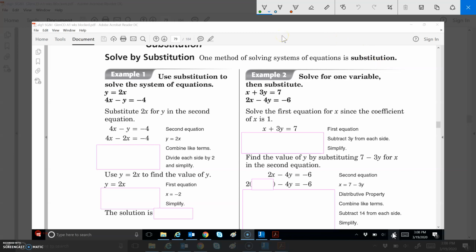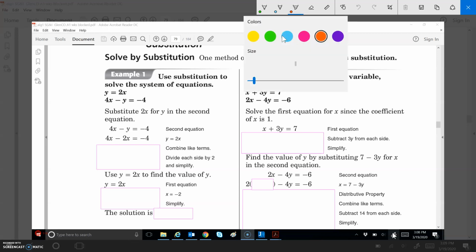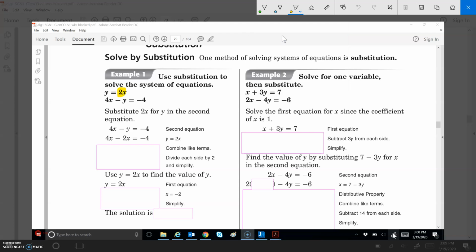Alright, so use substitution. Okay, so here we have a variable solved for, and that's what we want first of all. So we have y equals 2x. So we're going to plug that 2x in and replace it with the y, because y equals this. Okay, so substitute 2x for y in the second equation. So 4x minus y. Instead of y, we're going to replace that with 2x. Okay, so that was y, right? I just replaced that for that.